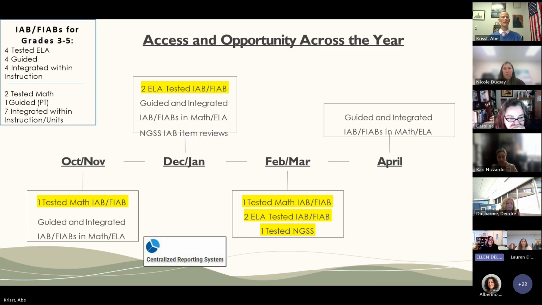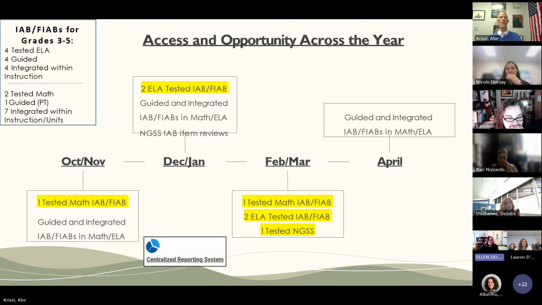And the timeline that's represented on this slide, this shows the tested IABs across the year. Our timeline starts in the October-November timeline. Math is usually tested first in October. So you see the highlights for the tested math IAB, the 2 ELA IABs, another tested math, and another 2 ELA. So up in the corner, it shows you in grades 3 through 5, they have 4 tested in ELA, 4 guided, 4 integrated with instruction.